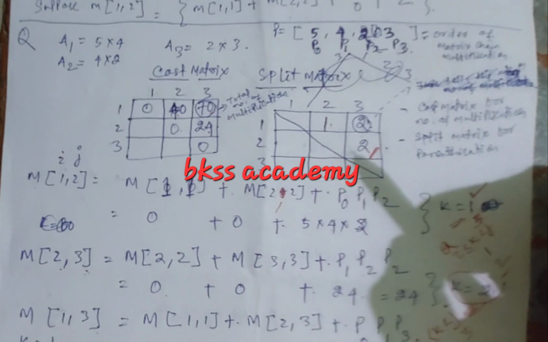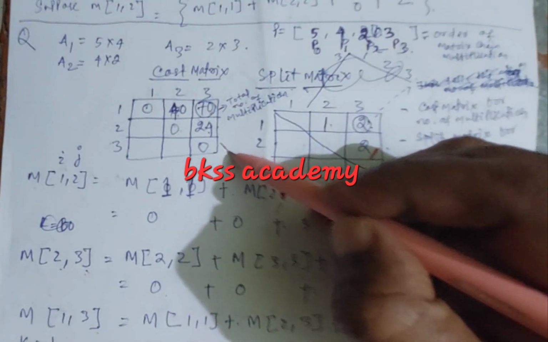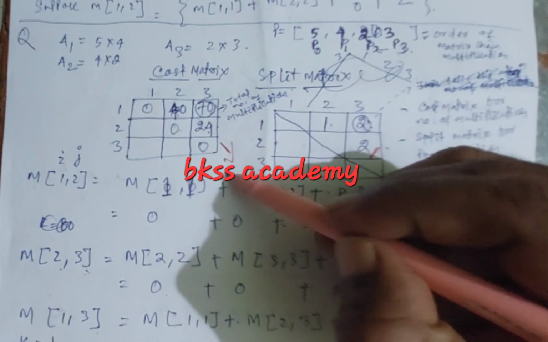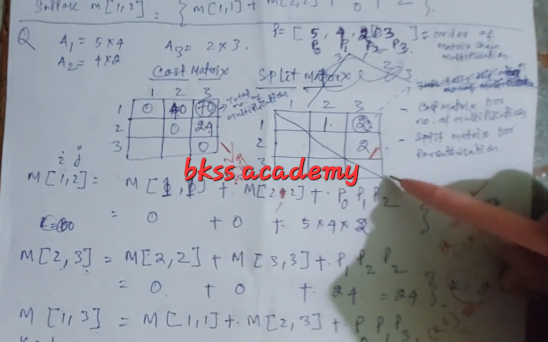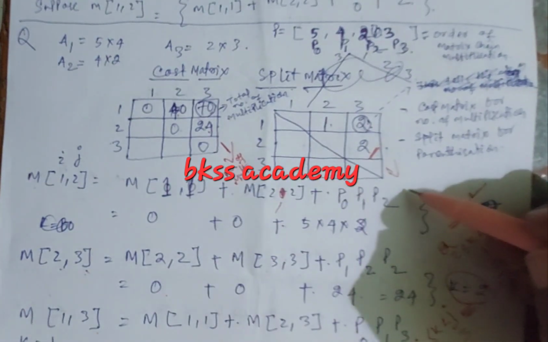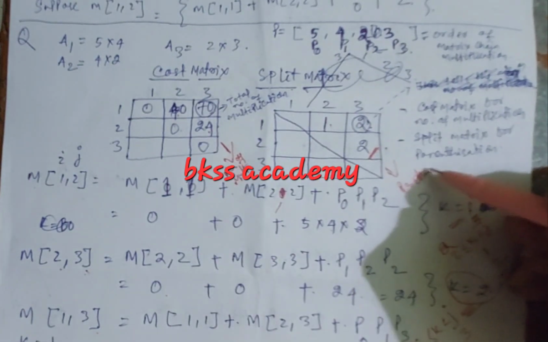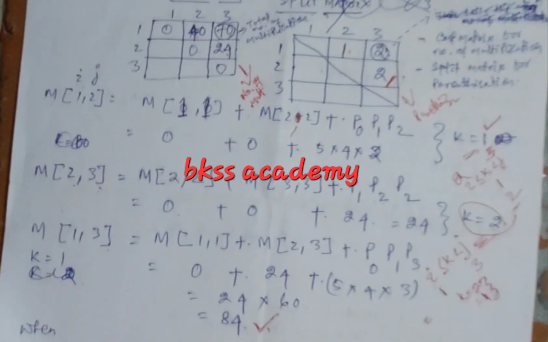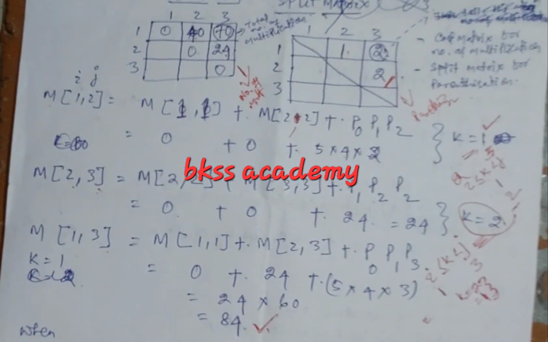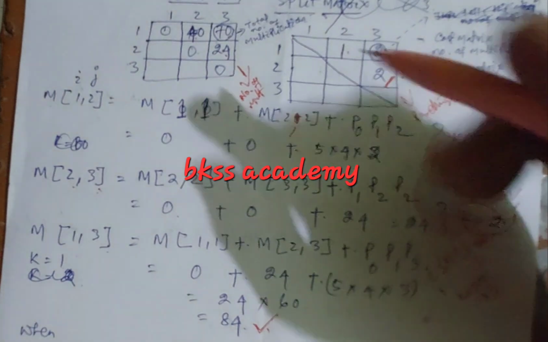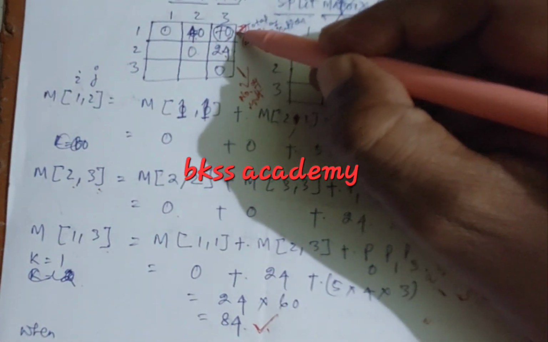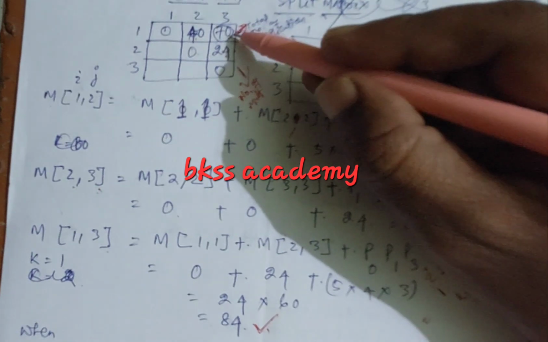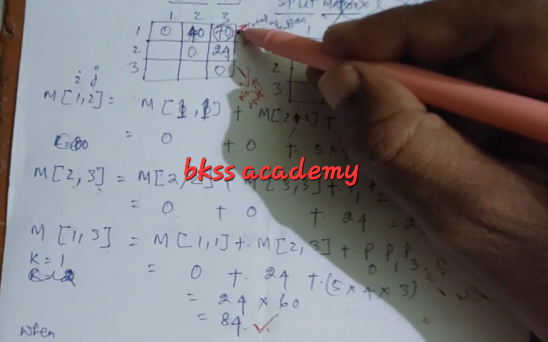This is the cost matrix, and the cost matrix is used for the number of multiplications, and this split matrix is used for parenthesization. So this box tells us the total number of multiplications required. The total number of multiplications will be 70.